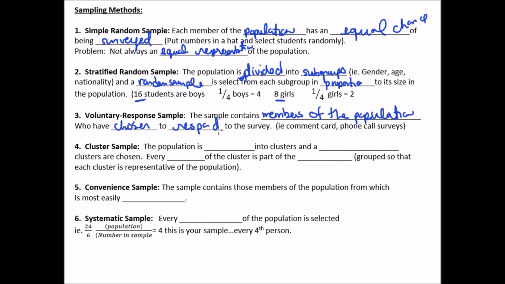Number four, cluster sample. The population is divided into clusters, and a certain number of clusters are chosen. Every member of these clusters is part of the sample. Every member. This is a really, really important word right here. Every single member of that cluster is being interviewed or surveyed.